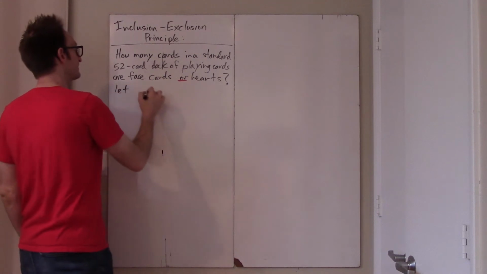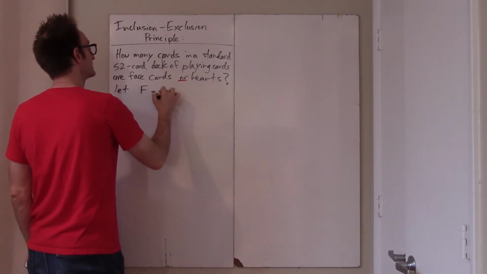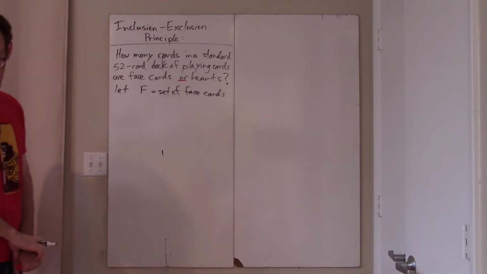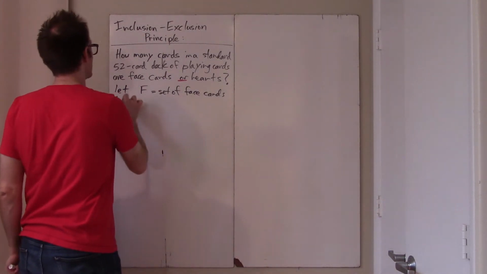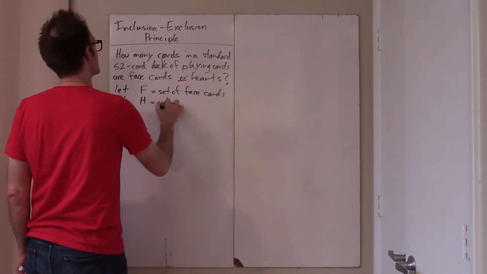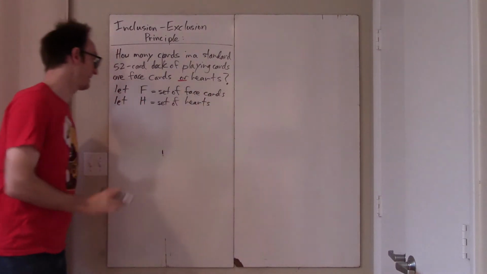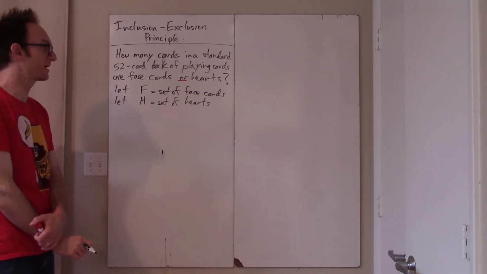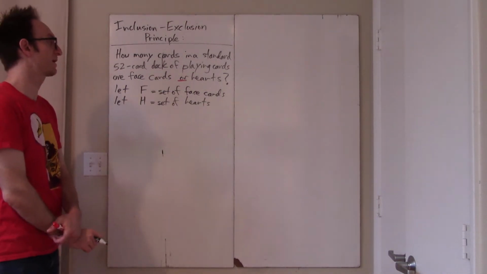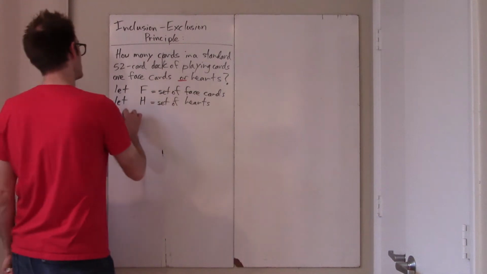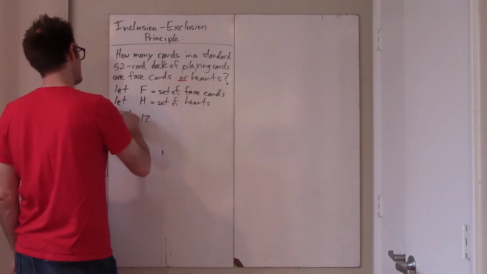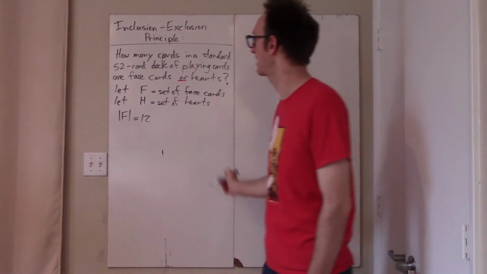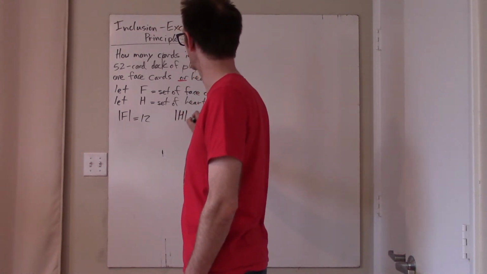Let F be the set of face cards. So that just means that it's a Jack, Queen, or King. And let H be the set of hearts. Now we can observe some basic facts about face cards, which is that there are 3 different kinds of face cards: Jacks, Queens, and Kings, and there are 4 different suits, so that makes 12 face cards altogether. So the size of the set of face cards is 12, and then also there are 4 suits, so 1/4 of the deck are hearts, and so the size of the set of hearts is 13.